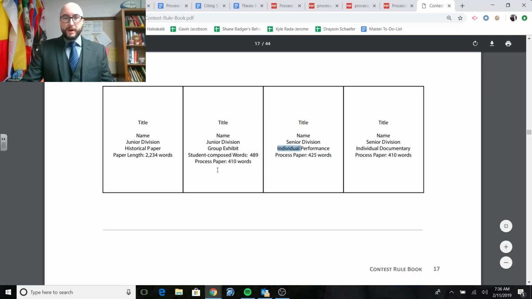And then you would actually write how long everything is. You need to write how long for paper length. So essays, you would write 2,234 words. Remember, you get 2,500 words. And remember, for essays you don't have to write a process paper, so you don't have to write that. Everybody else, though, you do. So for example, an exhibit, you need to write how many words you have in the exhibit and how many words you have in the process paper. So make sure you take care of that.